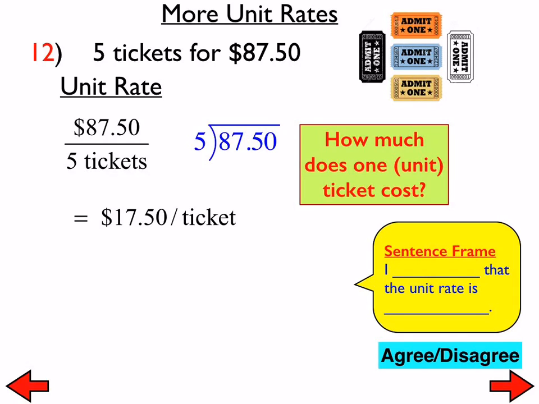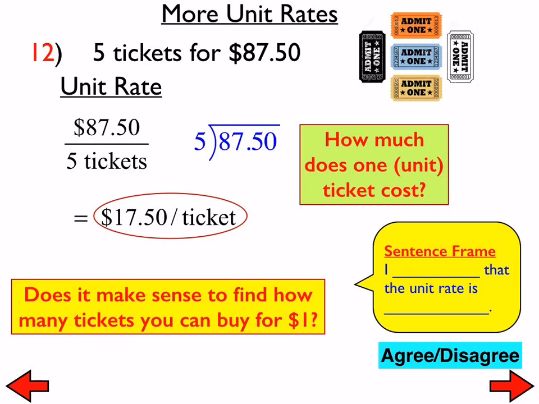per ticket. So let's think of this for a second, reversing it. Does it make any sense if I reverse it to figure out how many tickets you can buy for $1? I mean, think about that. In the previous problem, both directions made sense. This one, it doesn't really. So there's really only one direction that makes sense. The unit rate that makes most sense is to figure out how much it costs for 1 ticket, not how many tickets you can buy for $1.